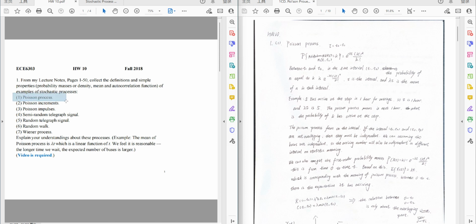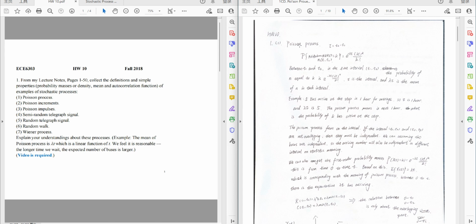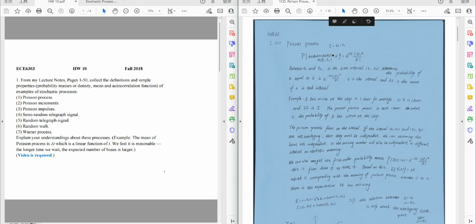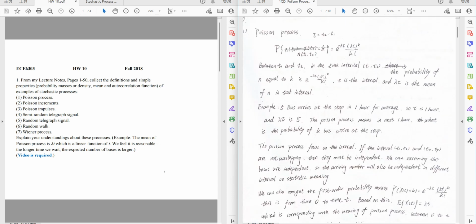The first one is the Poisson process. The definition is this one. The probability of N(t1, t2) equal to k is equal to this, which is a Poisson distribution form. This formula is the mean in the time interval t1 to t2, and the probability of n equal to k is this. Here tau is the interval and lambda tau is the mean of n in such an interval.